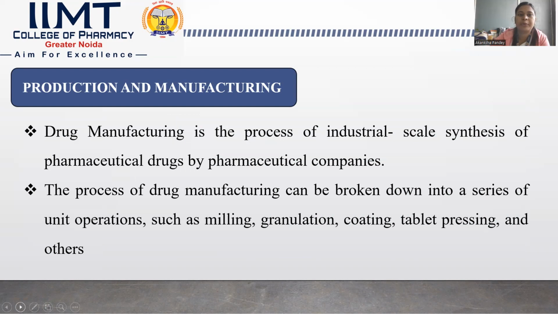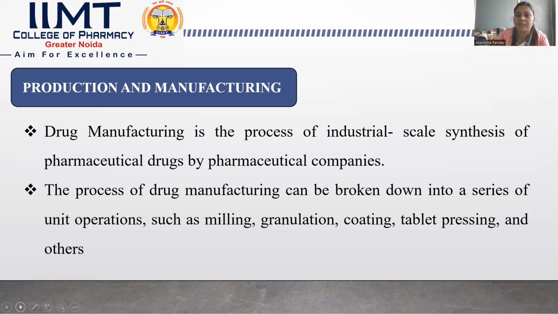So first is the production and manufacturing. What is production and manufacturing? Drug manufacturing is the process of industrial scale synthesis of pharmaceutical drug by pharmaceutical companies. Means in common terms, if we talk about the production and manufacturing, it is a normal statement, like any product we are producing or synthesizing at the industrial level.